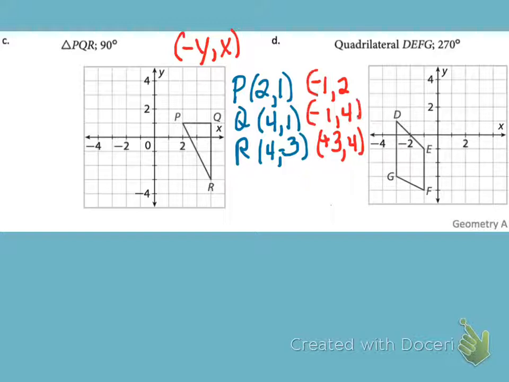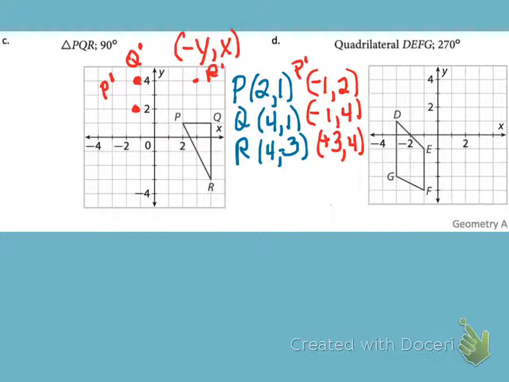So here's our new coordinates, and of course these are called P prime and Q prime and so on, so when we plot them. If we plot these, that should rotate 90 degrees in the counterclockwise direction. So let's see, (-1, 2) would put me right here for P prime, and (-1, 4). That's our Q prime. And then (3, 4), which puts us up here, and that's R prime.